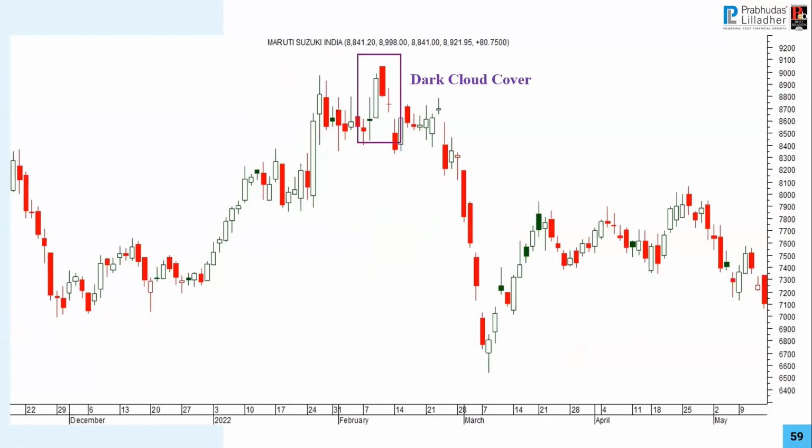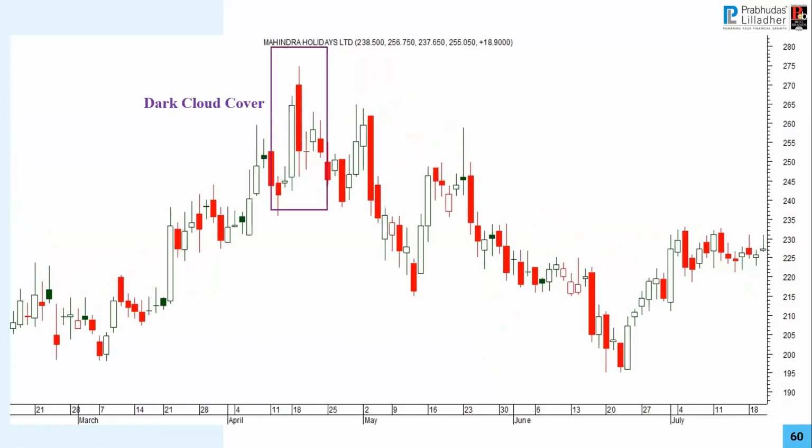Now we come to Maruti. Maruti also, just in February, we had seen that the stock had come towards 9,000 levels. So after a prominent bull run, we see the red candle making yet a new high, but it does not sustain. The bears are taking control of it and dragging it down towards the 50% of the previous candle. So this is how we are going to see that the reversal has taken place.